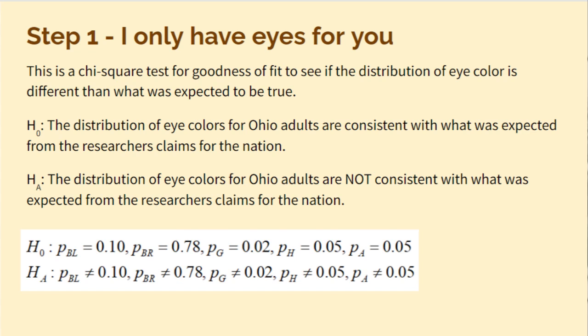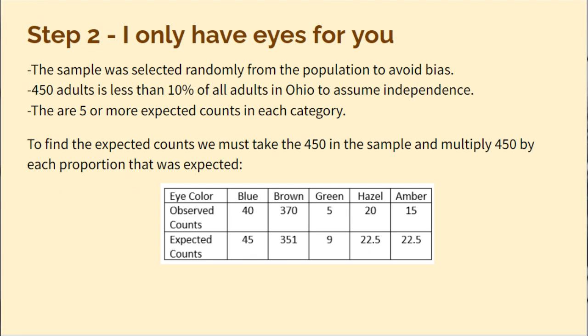All right, next up is checking the conditions. The sample, of course, has to be random to avoid bias. We also have to assume that 450 adults is less than 10% of all adults in Ohio, so we can assume independence. I think that's a pretty safe assumption. And the third condition is that we need to have 5 or more expected counts in every category.